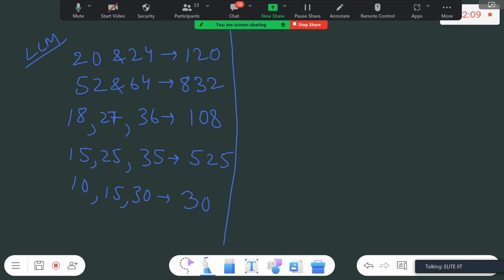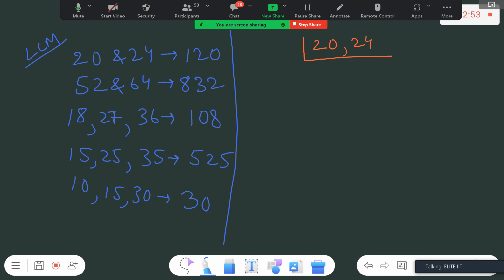Next, let us see division method. First, let us find the LCM of 20 and 24 using division method. So, how to find it? We'll write 20 and 24 here and we'll write it like this.